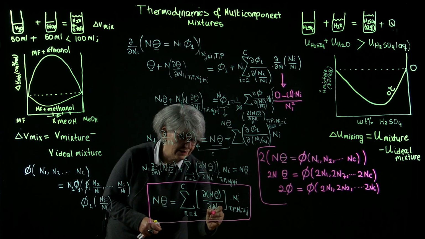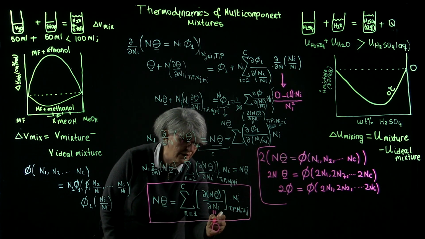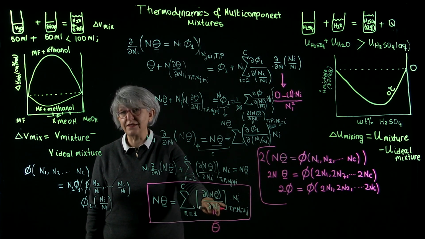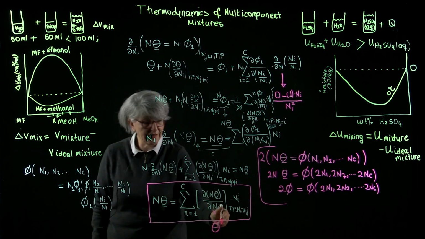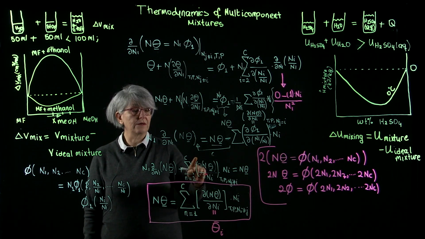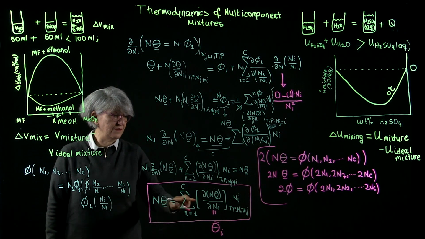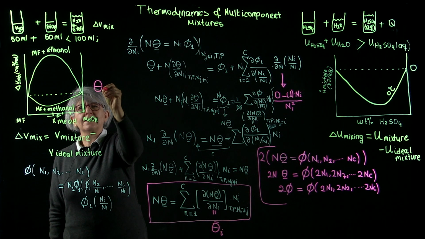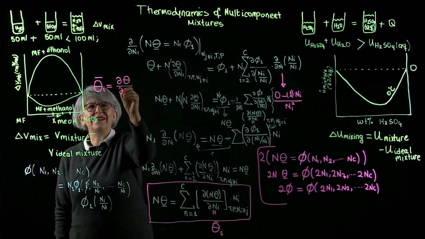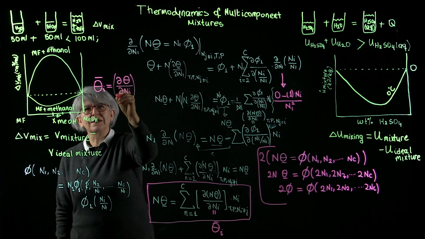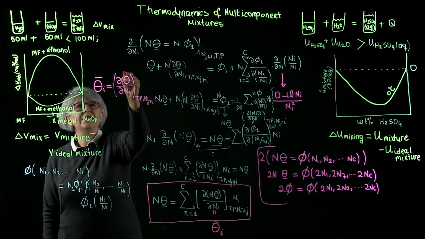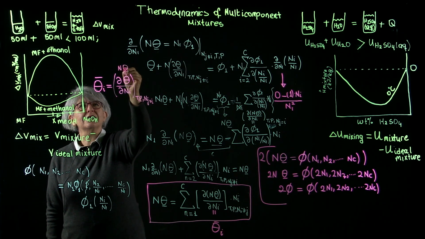And this derivative is now our partial molar property: the change in the total property with respect to a differential change in the component i, keeping everything else constant. This is the partial molar property, and we're going to remember this. So this is theta i, which is del n theta over del ni, keeping temperature, pressure, and nj different from i constant. This is the total property, n times theta also.